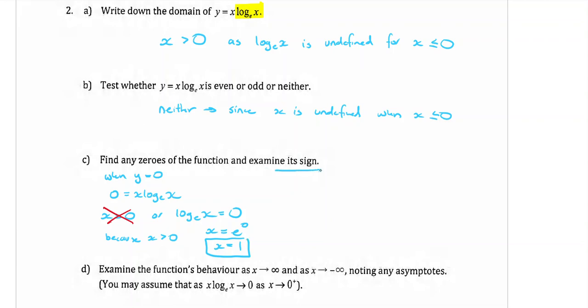Now, examine its sign with a sign table. Okay, sign table. We have x, we have y, and we want to see what is happening to the sign.